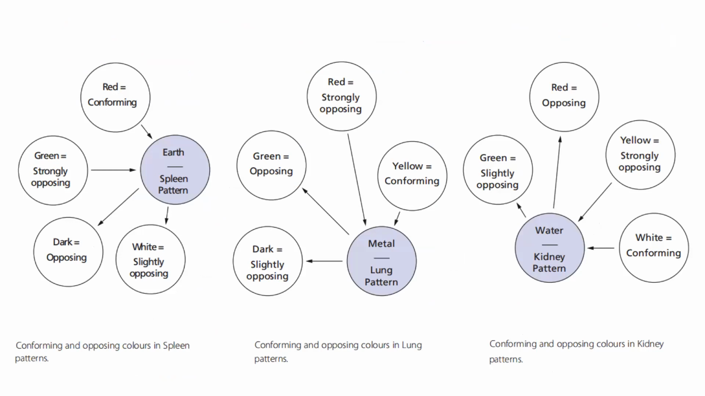In metal element, as in lung pattern, dark is slightly opposing, green is opposing, red is strongly opposing, yellow is conforming. And the last is the water element, as in kidney pattern. Green is slightly opposing, red is opposing, yellow is strongly opposing, and white is conforming. Okay?